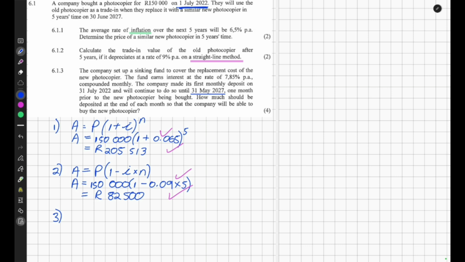How much should they have deposited at the end of each month so that the company will be able to buy this new photocopier? Okay, so deposit and savings, that tells me it is future value. Now I first need to figure out how much must they save.